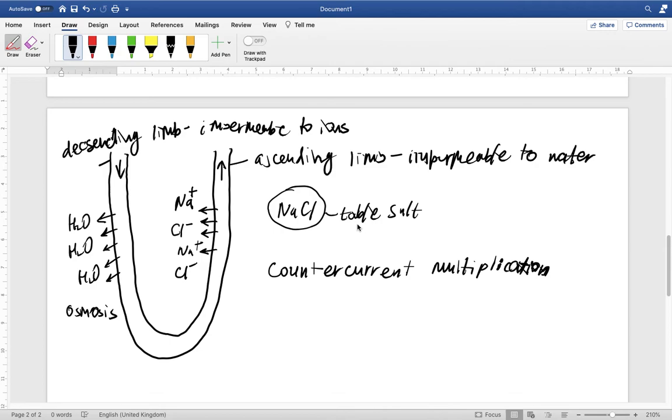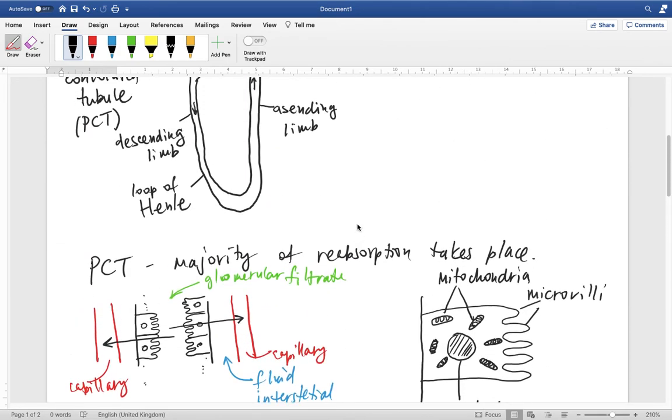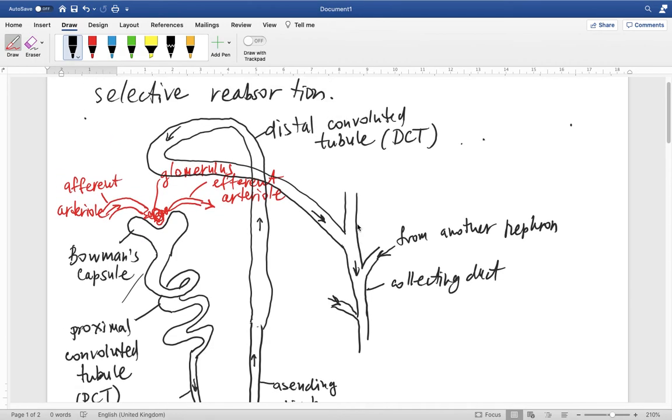And so finally, once you've left the loop of Henle, you are going to arrive at the distal convoluted tubule and collecting duct. I'm not going to draw them again, but when you arrive at the distal convoluted tubule, you only have around 10 to 15% of your filtrate remaining. The absolute majority, around 90% or just under, got reabsorbed in the proximal convoluted tubule and loop of Henle. So we're really playing with the remaining last 10% of the filtrate.